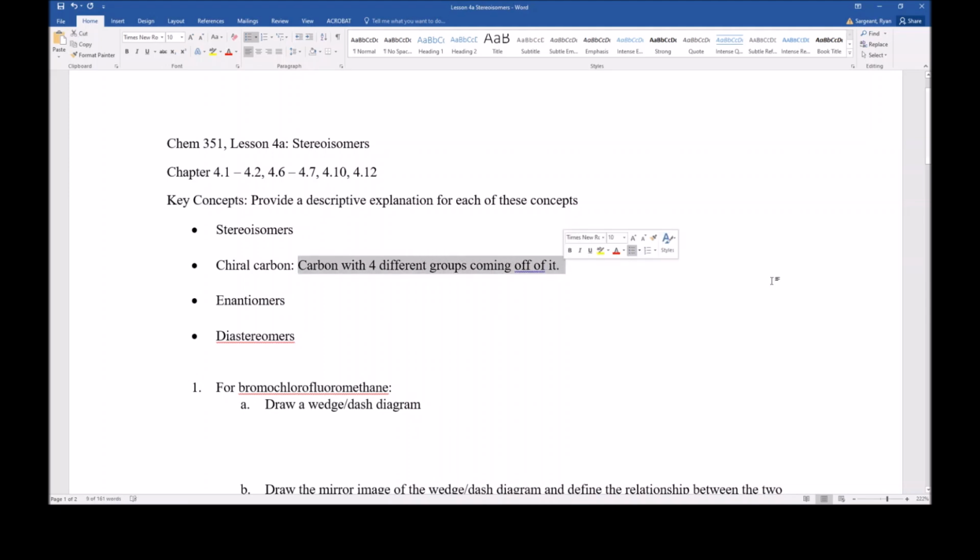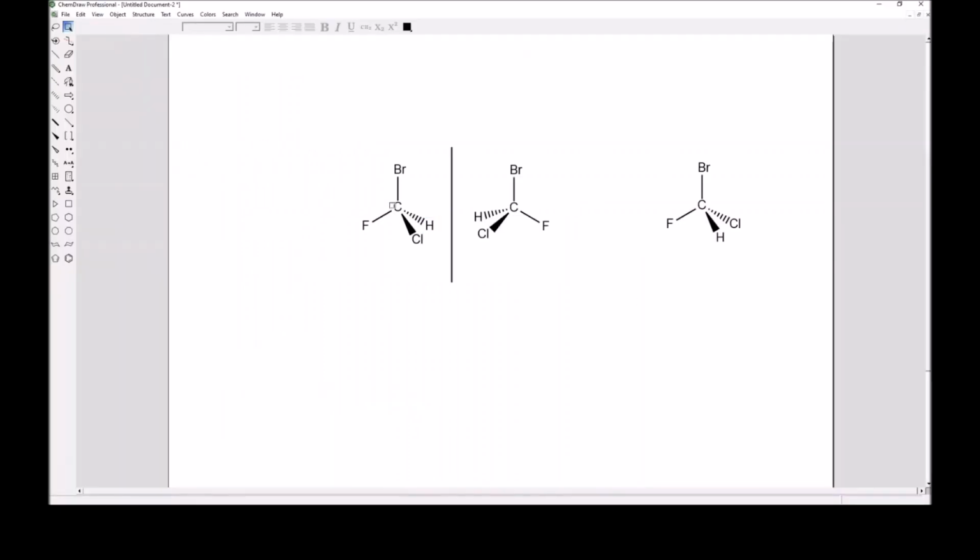You can identify chiral carbons when you look at a carbon and there are 4 different kinds of things coming off of it. And we'll see some more complicated examples of chiral carbons in a minute, but this is a simple one. We have a carbon with 4 different things coming off of it. When you have a chiral carbon, that means that it's going to have a mirror image that is a different molecule.